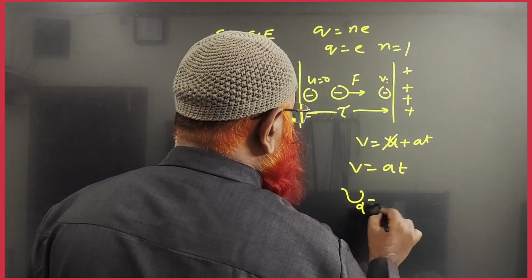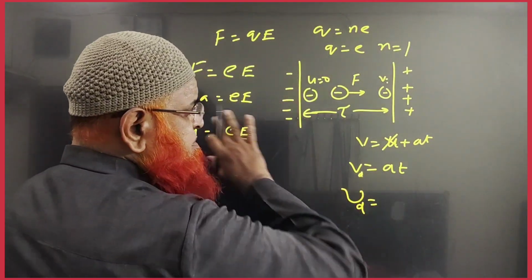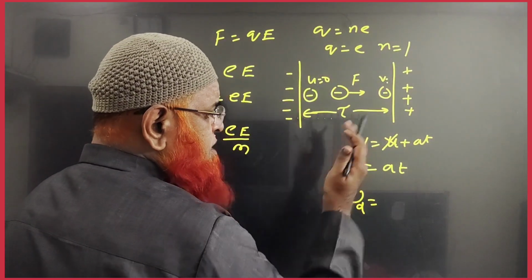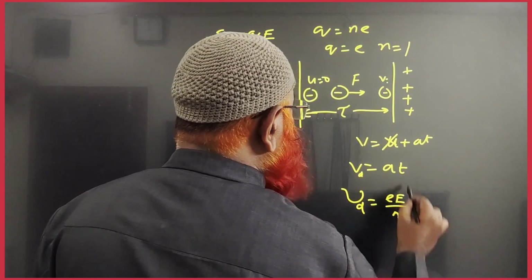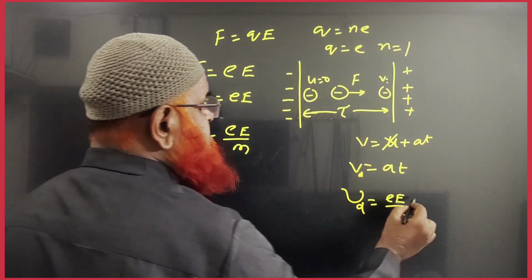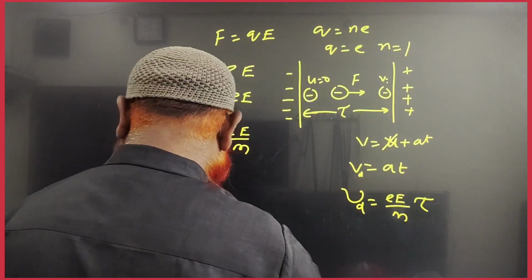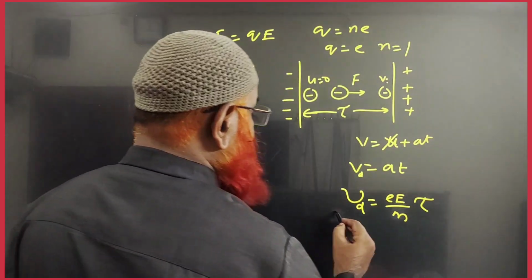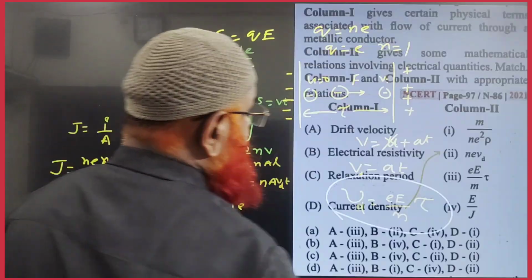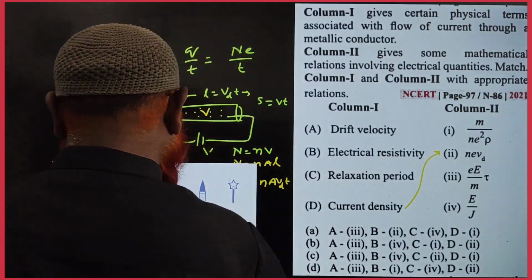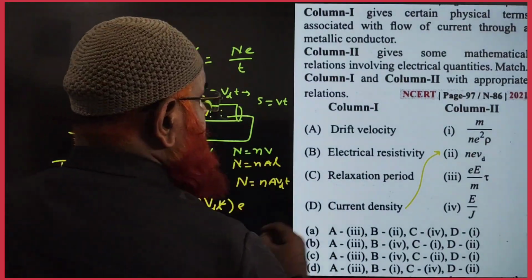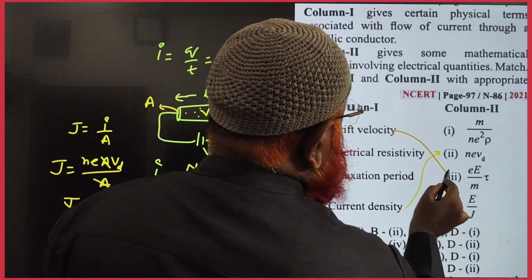Therefore, this is the drift velocity. That means the electron has drifted, moved from one place to another place. A is considered to be e into capital E by M, and T is taken as relaxation time, that is tau here. So we got the formula for drift velocity, and the formula for drift velocity is e into capital E by M into tau. Therefore, this is the drift velocity formula.